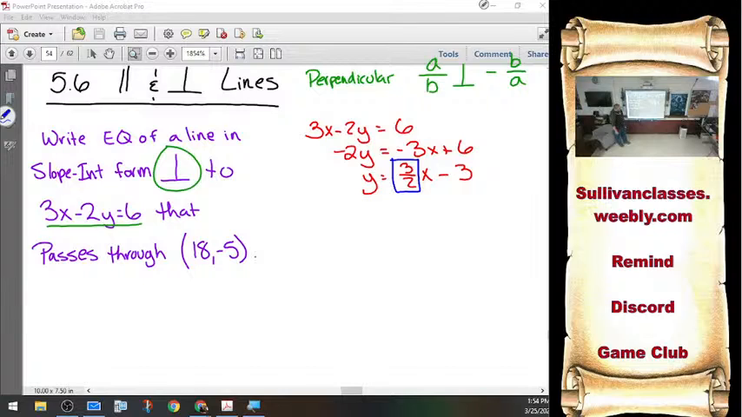If I want to be perpendicular to that line, 3/2 is perpendicular to what? Negative 2/3. Flip it and change sign. So I've got a slope to use.